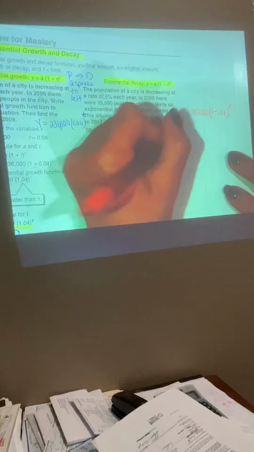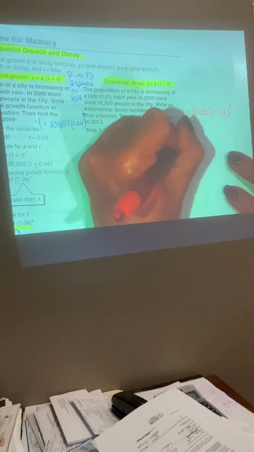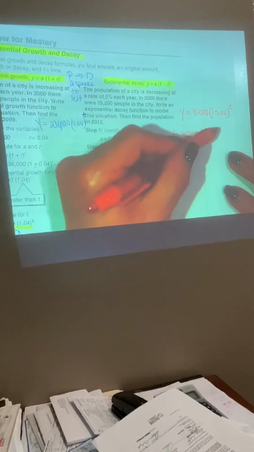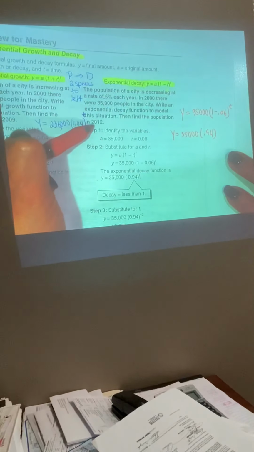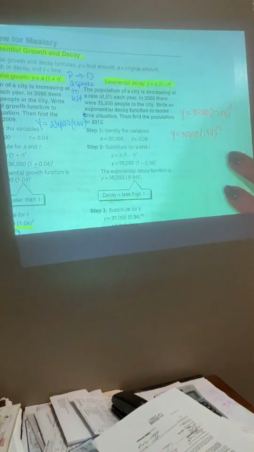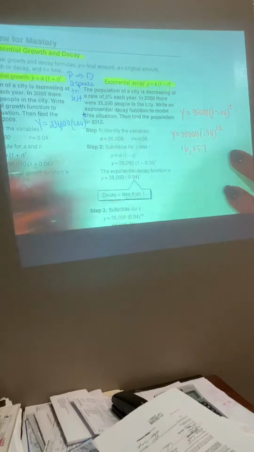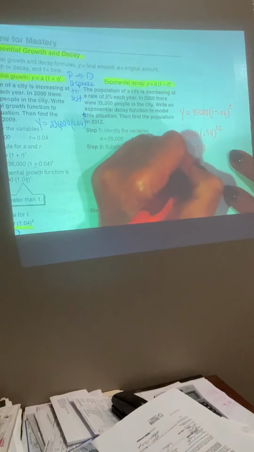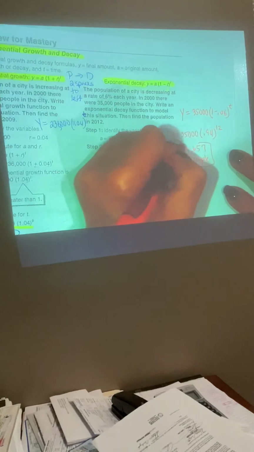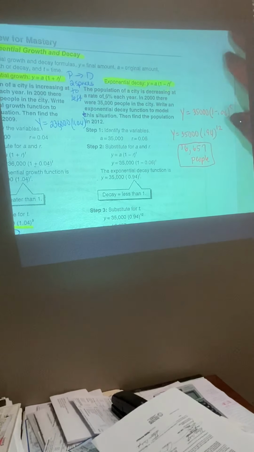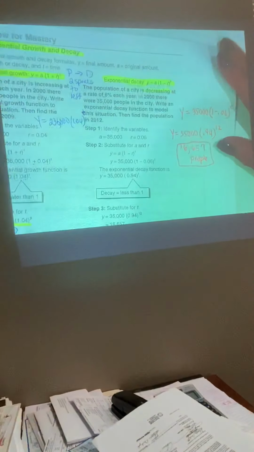Now find the population in 2012. 0.94 to the, what number am I putting up here? Well, I'm starting in 2000 and I'm going to 2012, therefore it's to the 12. And when I do it on the calculator, I get 16,657. And we're talking about population, so it's people. Okay, keyword for decay would be decrease. It's decreasing. Okay. Now let's go back to here.